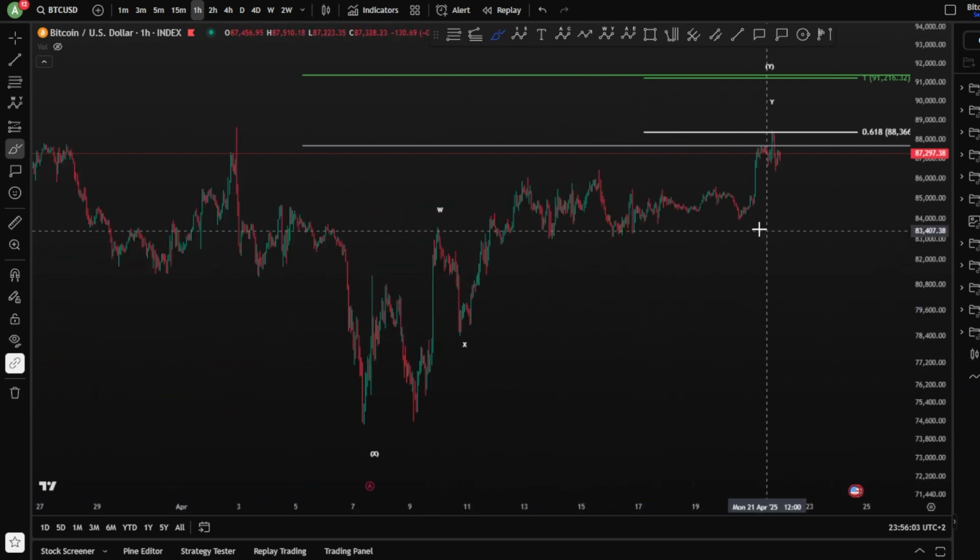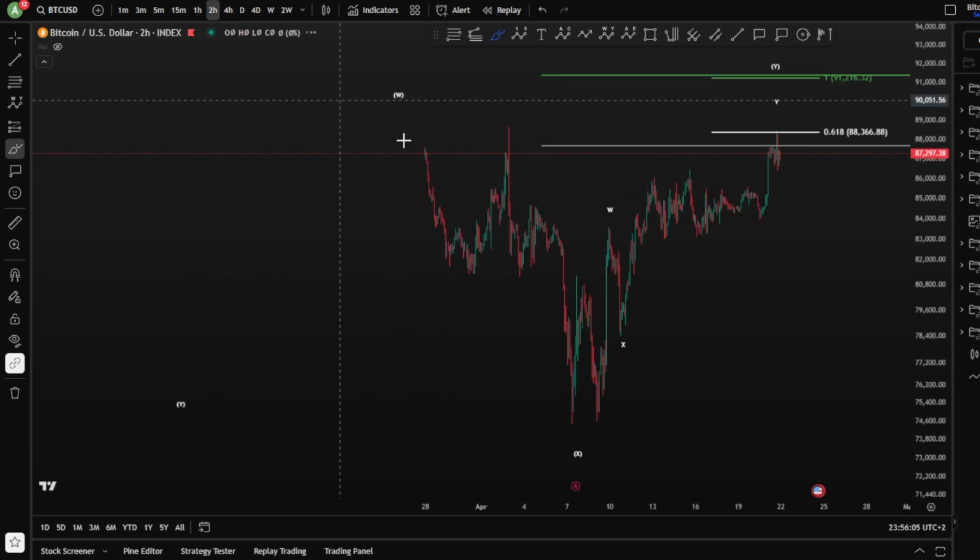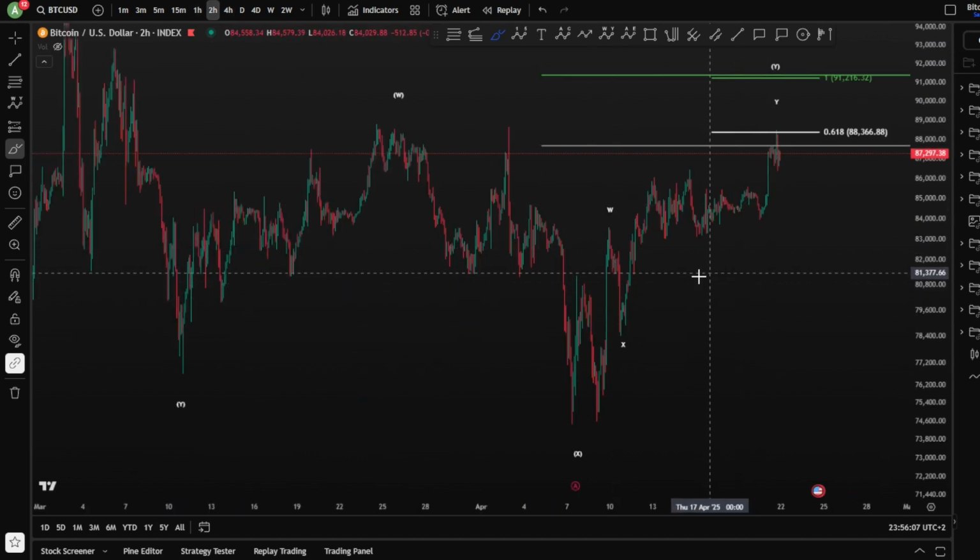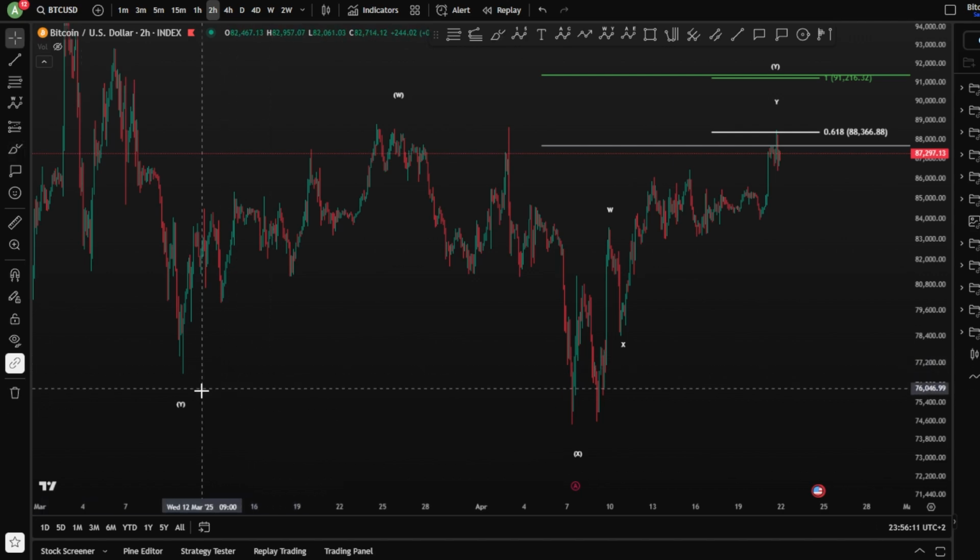Let's see what's going to happen. Very complex structure, guys. So trade safe, of course, and the market is not helping so much. There is a lot of tension and bad news, of course, affecting the price.